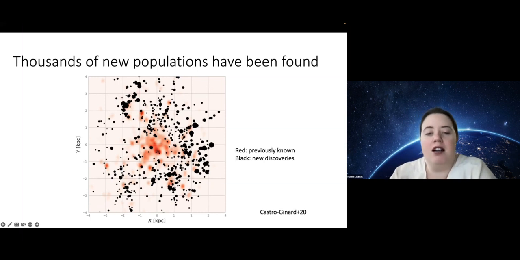For example, here's an example of one. In red are the structures that have been previously known prior to Gaia, and in black are all of the new discoveries. And as you can see, initially very close in, it was fairly complete. On the outer edges, there is a whole new parameter space to be discovered.